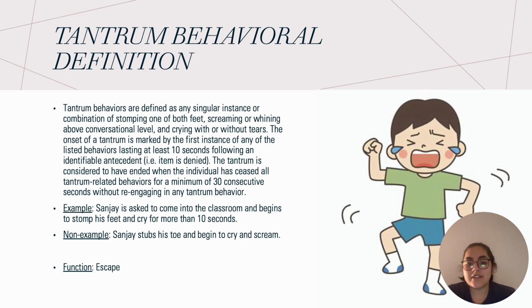The onset of a tantrum behavior is marked as the first instance of any of the listed behaviors above, lasting at least 10 seconds following an identifiable antecedent. So, for example, the item that Sanjay wants is denied, or he is told to enter the classroom.